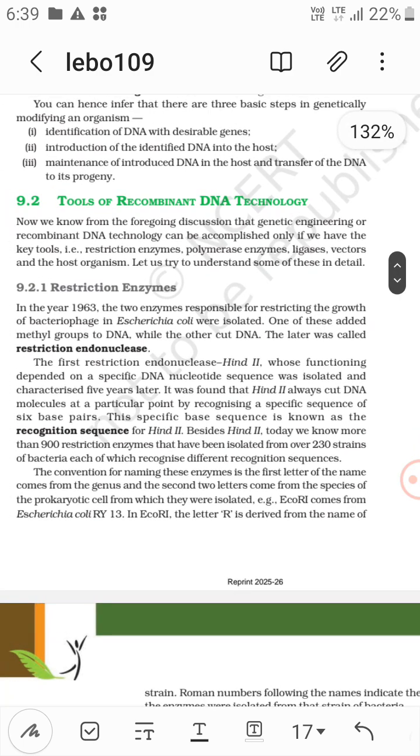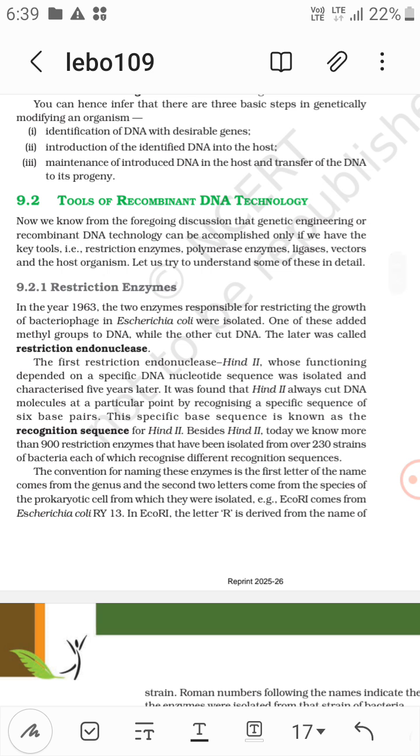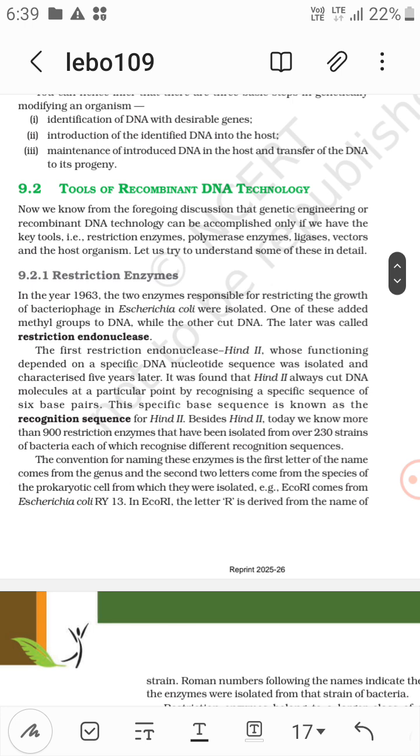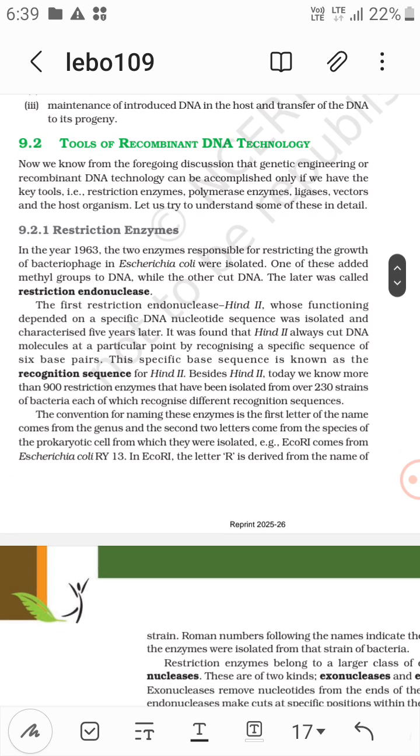The first restriction endonuclease, HindII, whose functioning depends on a specific DNA nucleotide sequence, was isolated and characterized 5 years later. It was found that HindII always cut DNA molecules at a particular point by recognizing a specific sequence of 6 base pairs. This specific base sequence is known as the recognition sequence for HindII.